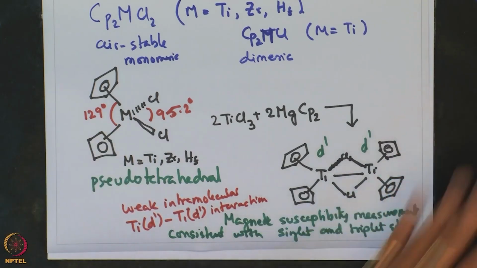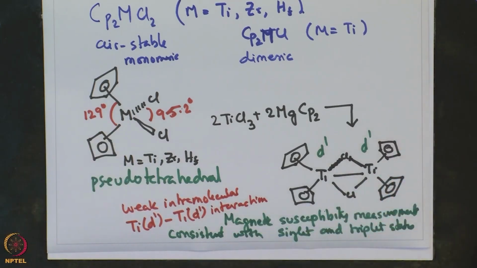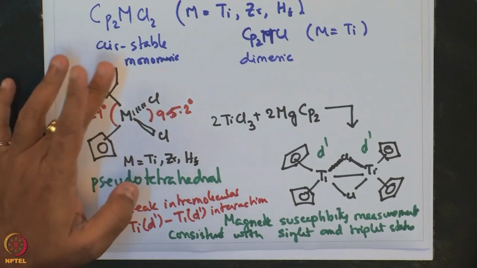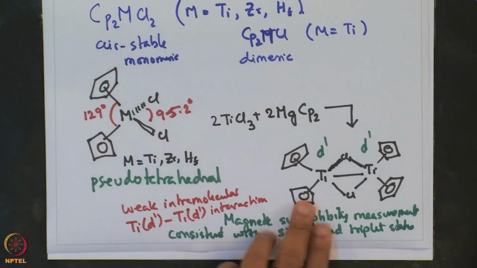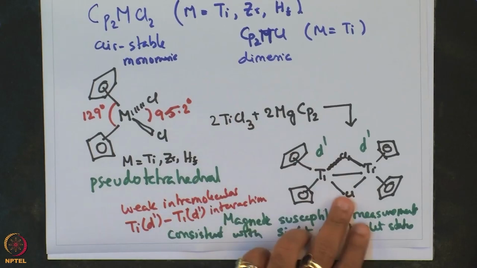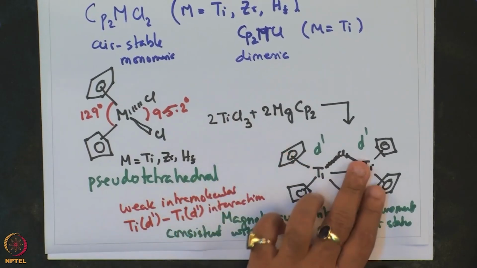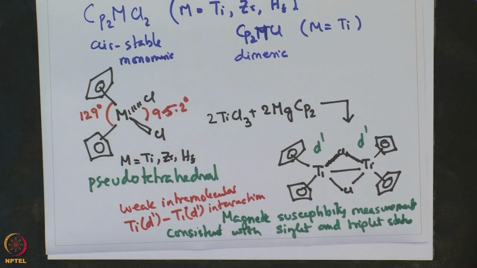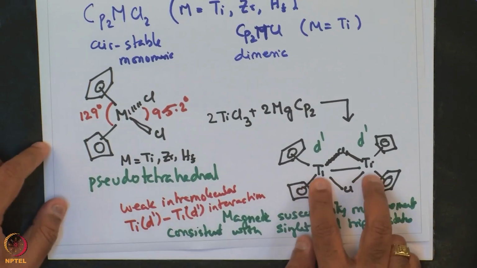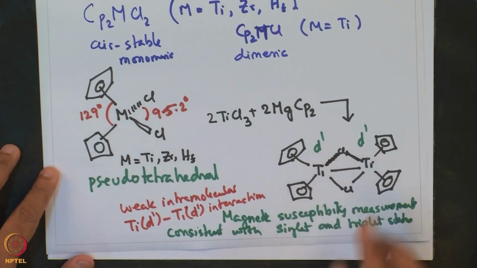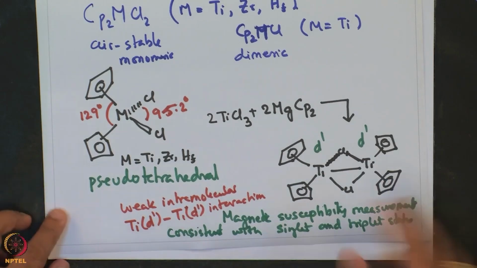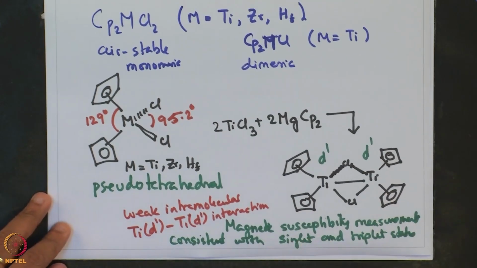So, this is kind of a neat example where we saw that when this is a bis-halide, these are monomeric, but the bis-Cp titanium monohalide is dimeric in nature with the bridging halide, and each of the titanium centers is paramagnetic with a single electron. They can mutually couple, and there is an interaction going on which can be seen in magnetic susceptibility measurements.